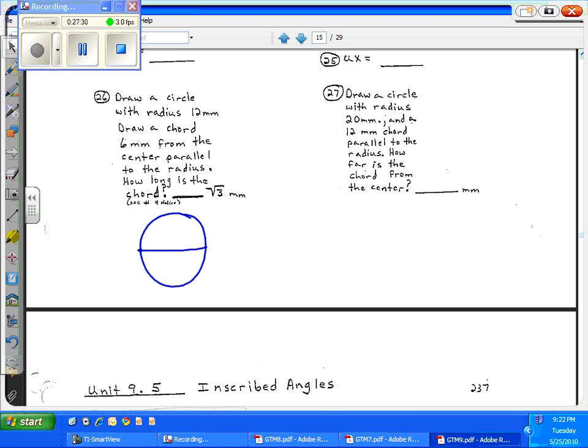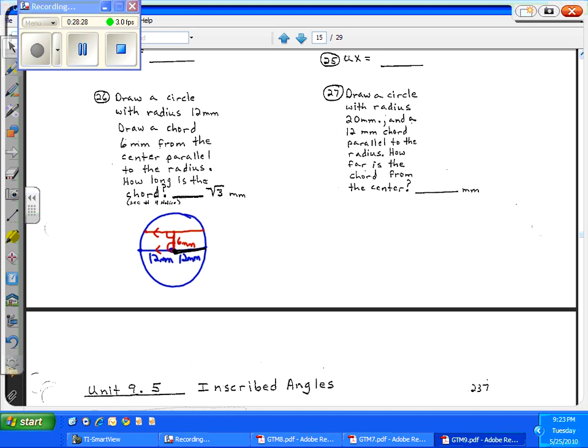You're going to have a circle with a radius of 12 millimeters. If the radius is 12 millimeters, then the diameter would be 24 millimeters. It says draw a chord that is 6 millimeters from the center parallel to the radius. How long is the chord?